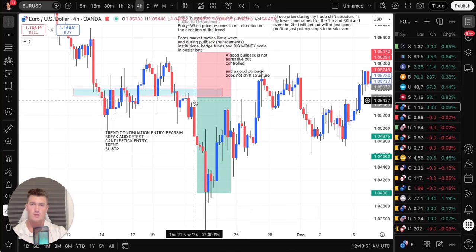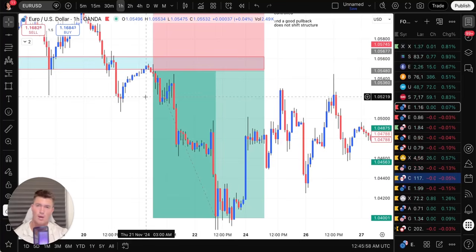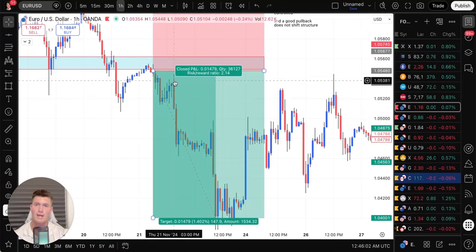We want it to reject. Could enter off of a 1 hour engulfing candlestick. I went down here in the 1 hour time frame where we would be looking for our entry. Here is that pullback in that 4 hour time frame that we were just looking at.